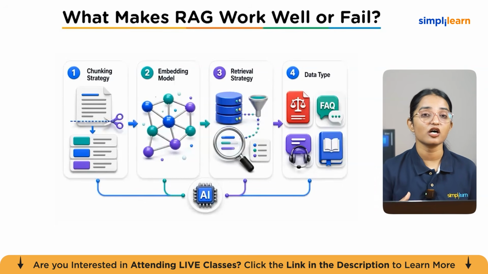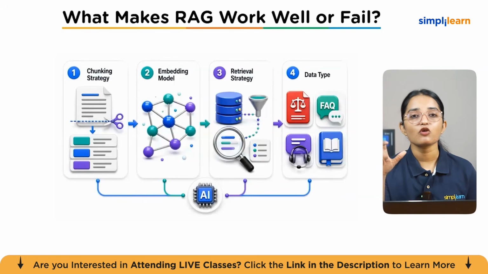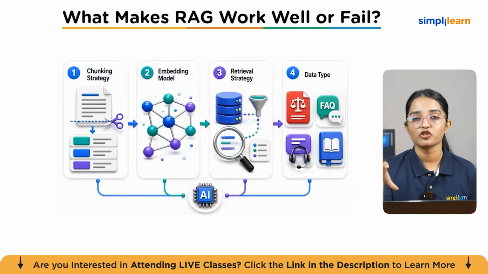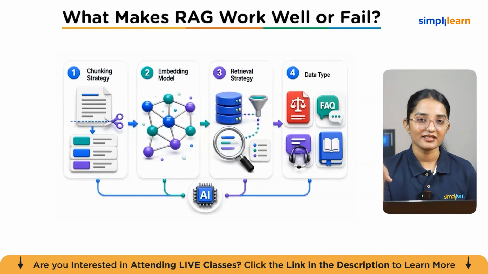That is how many chunks should be retrieved, what similarity threshold should be used, should metadata filters be added. Data type. Legal documents, FAQs, customer support chats, and product manuals all need different handling. Let's say, for example, legal documents often need larger, more structured chunks. Customer support transcripts may work better with smaller chunks and more overlap. So there is no perfect setup for every data set.